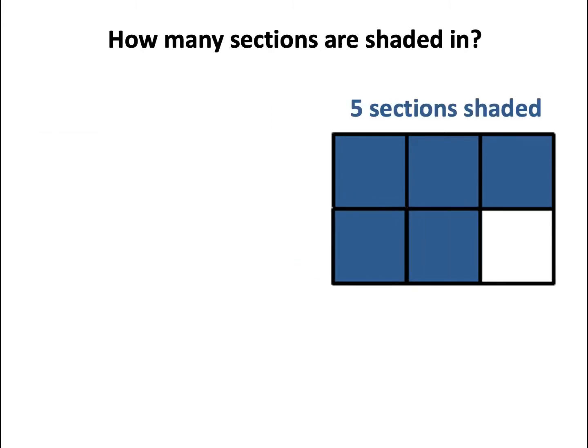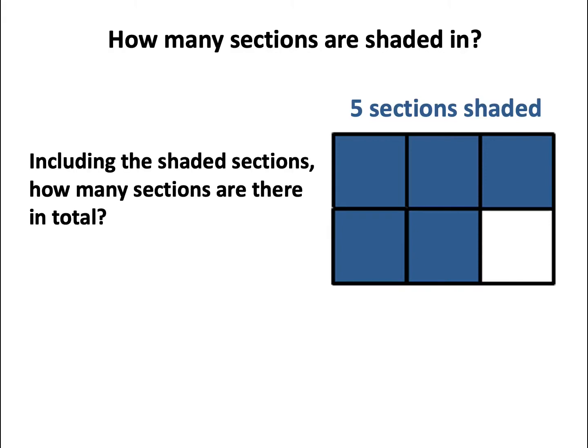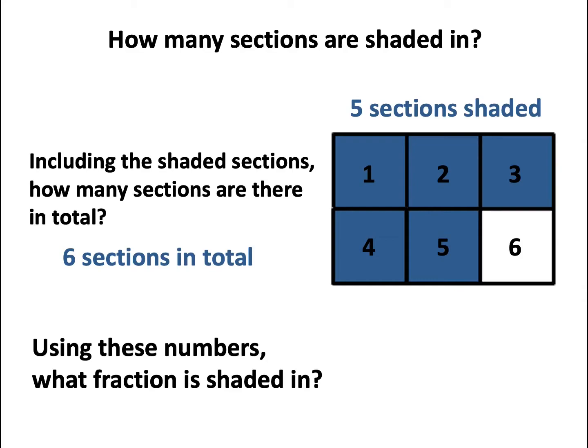There are 5 sections shaded in. How many sections are there in total, including the shaded sections? Counting them all, there are 6 in total. Now we know there are 5 shaded sections and 6 sections in total. What fraction of this shape is shaded in? The answer would be 5 out of 6, where the 5 represents the number of shaded in sections and the 6 the total number of sections.